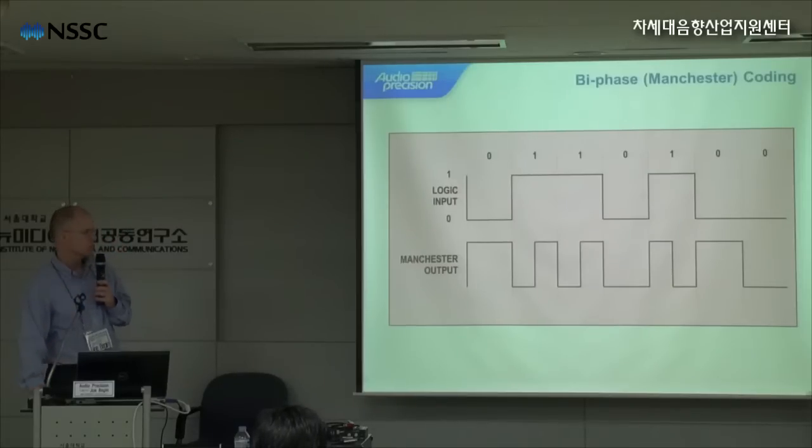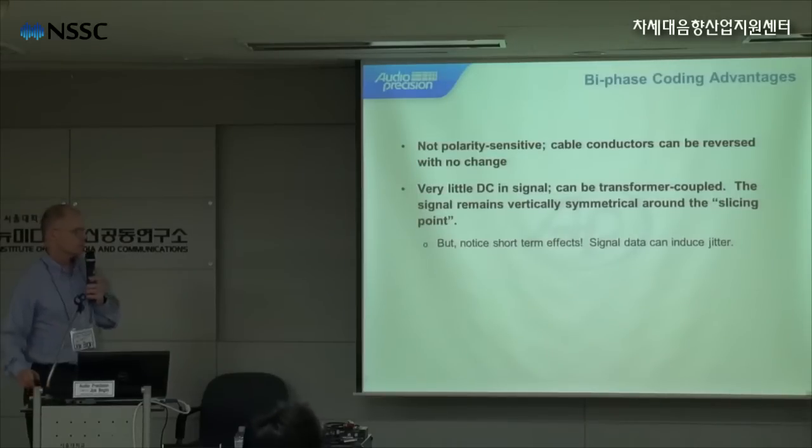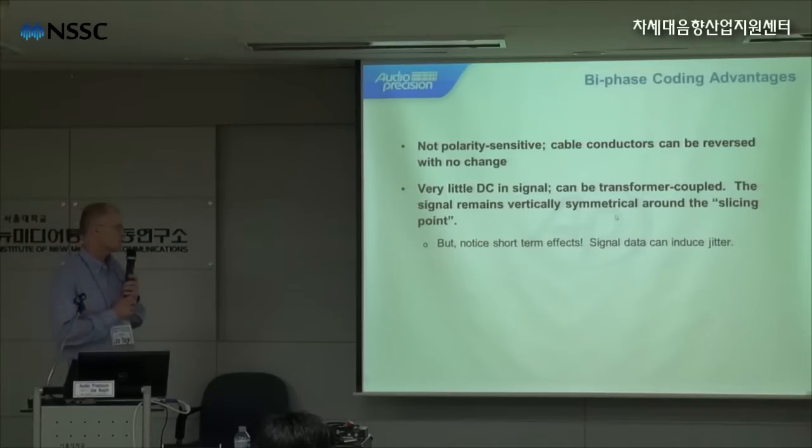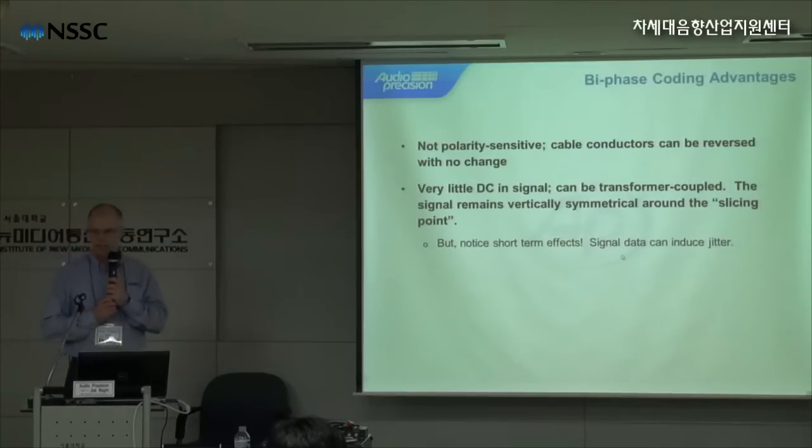And there are some advantages to encoding the signal that way. For one thing, it allows the system to reconstruct the clock that comes along with the data. And it has some other advantages as well. It's not polarity sensitive, so the cable conductors can be reversed without any change in the data. There's very little DC in the signal, so it can be transformer coupled. The signal remains vertically symmetric about the slicing point. But there is occasionally some problem with short-term effects. The signal data can cause some jitter. And we'll be talking about this a little bit later.